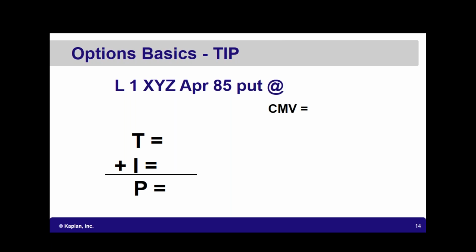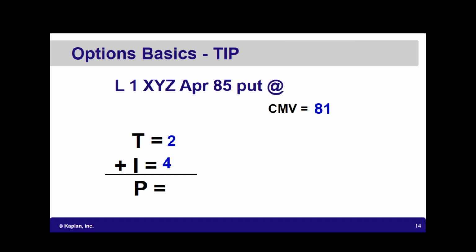Remember, we have 2 types of options, so we don't want to leave out our puts. You're long 1 XYZ April 85 put, and this time the current market value is 81. Now, if calls are in the money when the current market value is above the strike price, then puts must be in the money when the current market value is below the strike price. And how far below are we? Well, the difference between 85 and 81, that's 4 points.